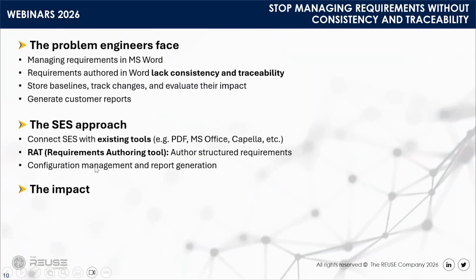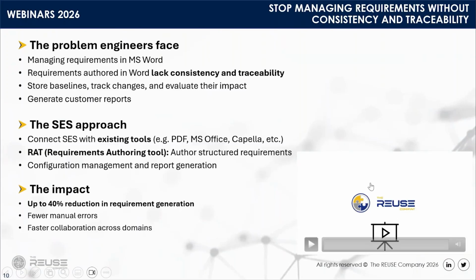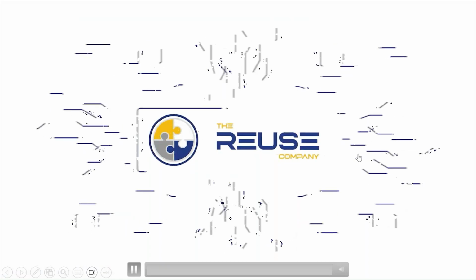Using this approach, the impact which we have seen in different projects is a 40% reduction in requirement generation time, fewer manual errors, as well as faster collaboration across domains. With this, I would like to demonstrate the impact in real-life projects as well.